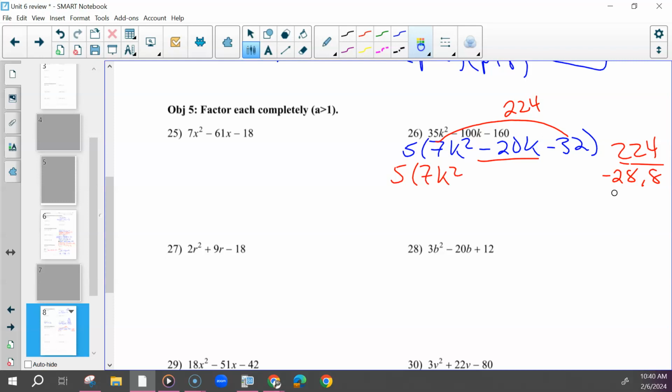7k squared, put these two numbers in. It doesn't matter the order. Make sure they have the variable. So negative 28k plus 8k minus 32. Remember the space there.